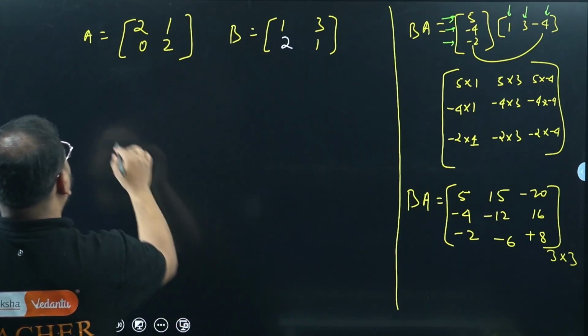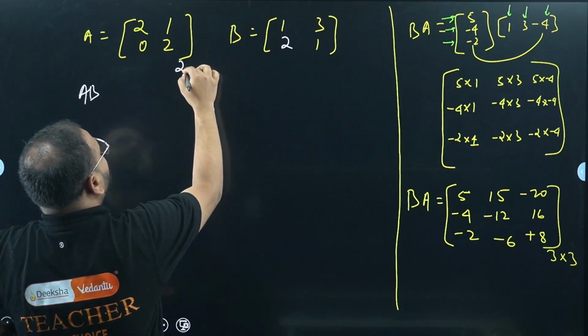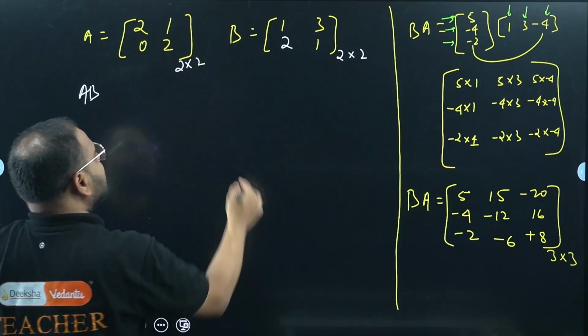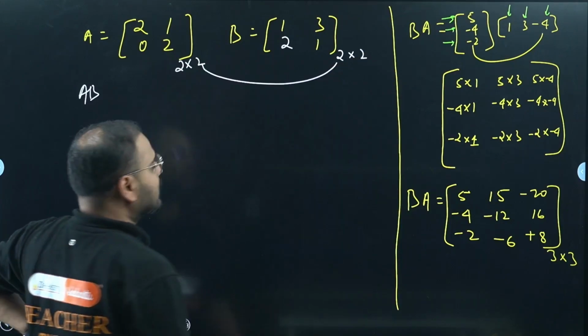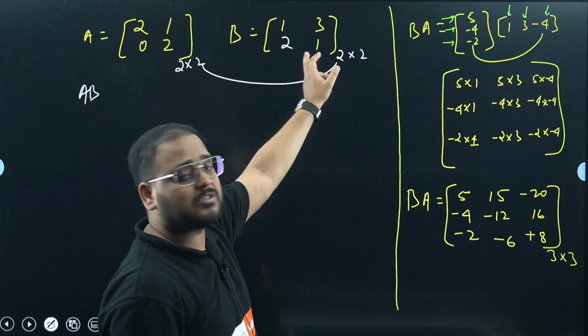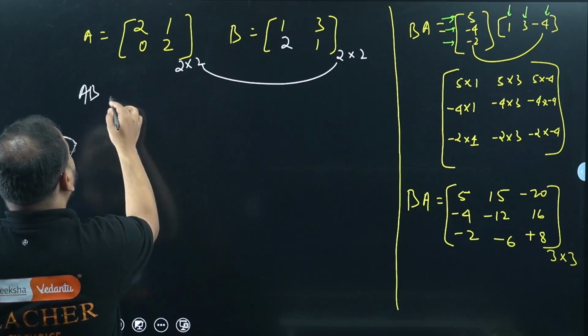Let's do the multiplication of AB. Is it possible? Check the matrix order. 2 cross 2 here, and here also 2 cross 2. Yes sir, this and this are equal, so I can do the multiplication. The number of columns in the first matrix is equal to the number of rows in the second matrix. So yes, multiplication is possible sir.